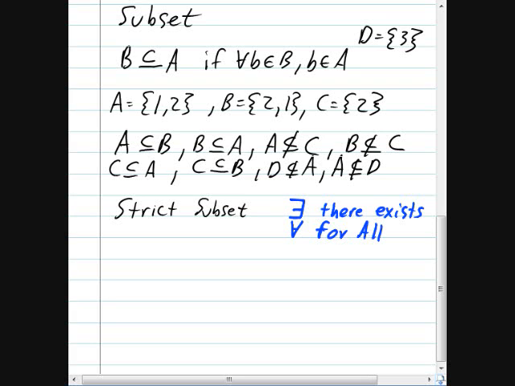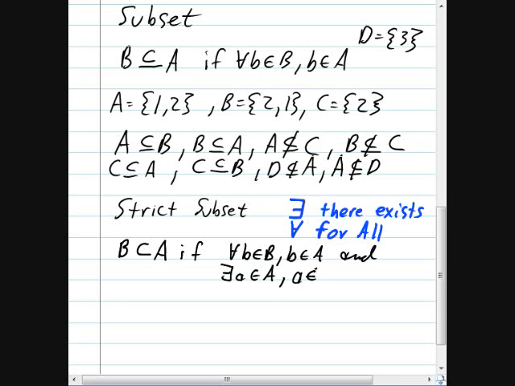Now a strict subset is like a strict inequality, so let's look at the definition of a strict subset. A set B is a strict subset of a set A if for all little b in capital B, little b is an element of A, and here's where we use that there exists a little a in the set A such that the little a is not in the set B.